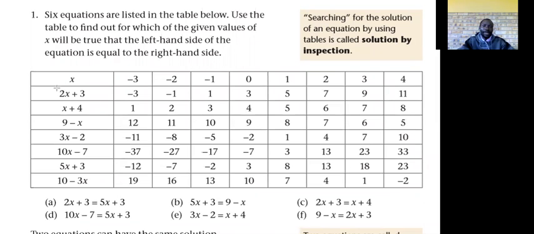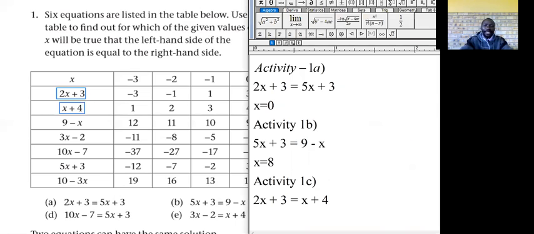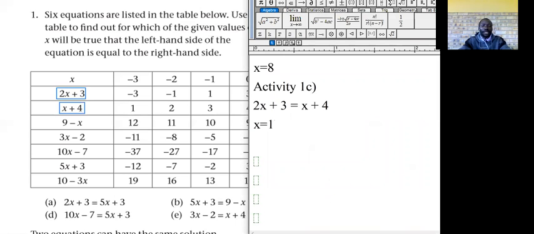Where do we have 2x plus 3? 2x plus 3 is right here. So we are dealing with this. And we are also dealing with x plus 4. Where is x plus 4? X plus 4 is right here. So I guess this is going to be a little bit easy for us to see. These two are not the same. Yes. So the value for x is going to be 1, for which these expressions have got the same value. So x equals 1. And that's what we write. So here x equals what? To 1. Now we go to activity what?